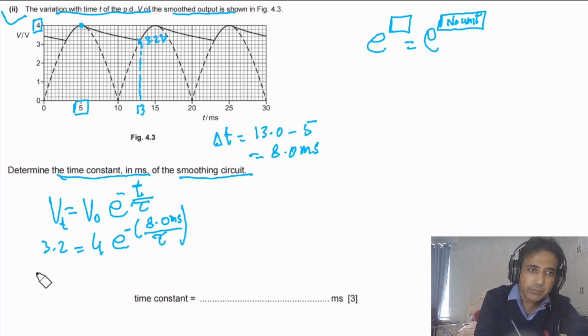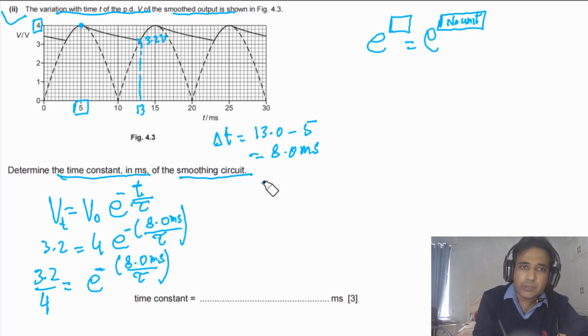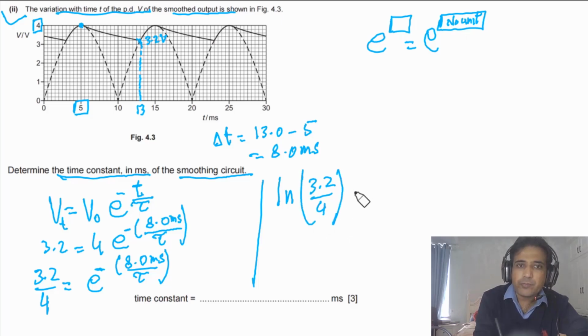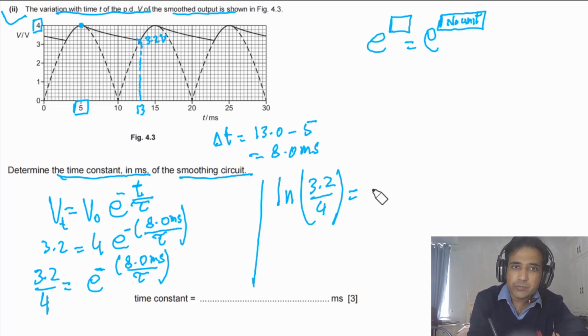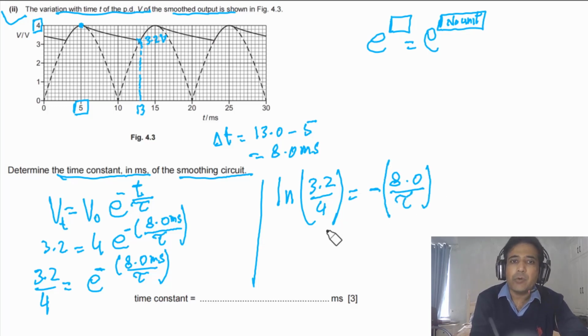Now from here we can simplify. We can say 3.2 divided by 4 is equal to e to the power of minus 8.0 milliseconds divided by tau. Now if we take ln on both sides, ln of 3.2 divided by 4, and ln e is 1, so here we will get minus 8.0 divided by tau. Now we can solve for tau.